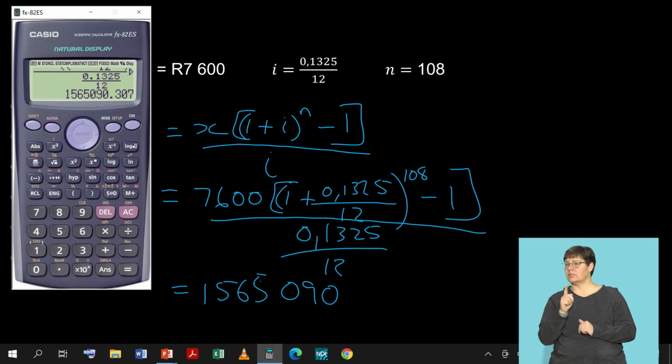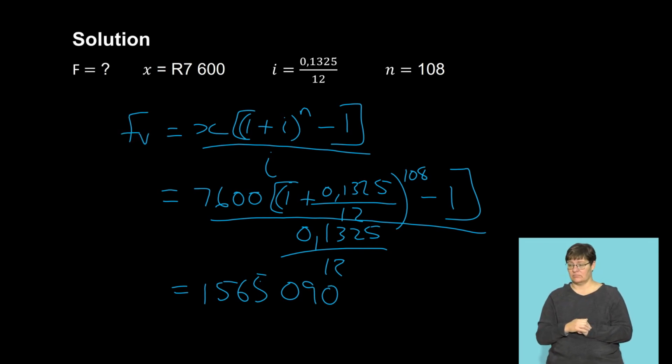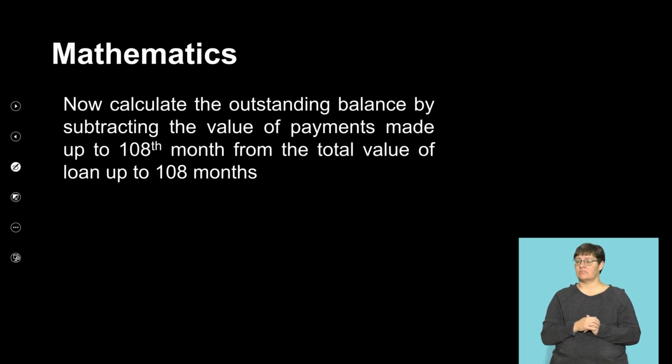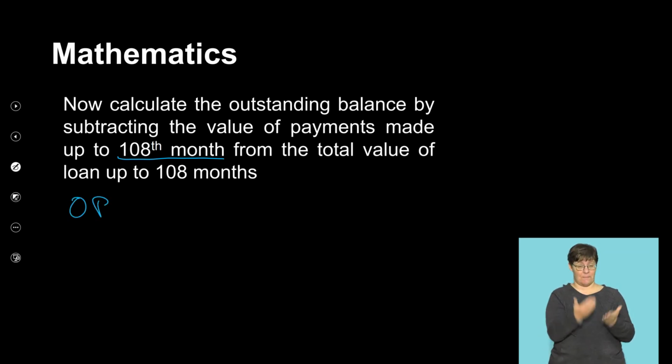565,090.307, right? Now that I know all of this, you can then calculate the outstanding balance by subtracting the value of the payments made up to this point from the total amount that you actually owe. So let's quickly remember what our values were, right? I'm just going to say OB is equal to the A value minus the future value.